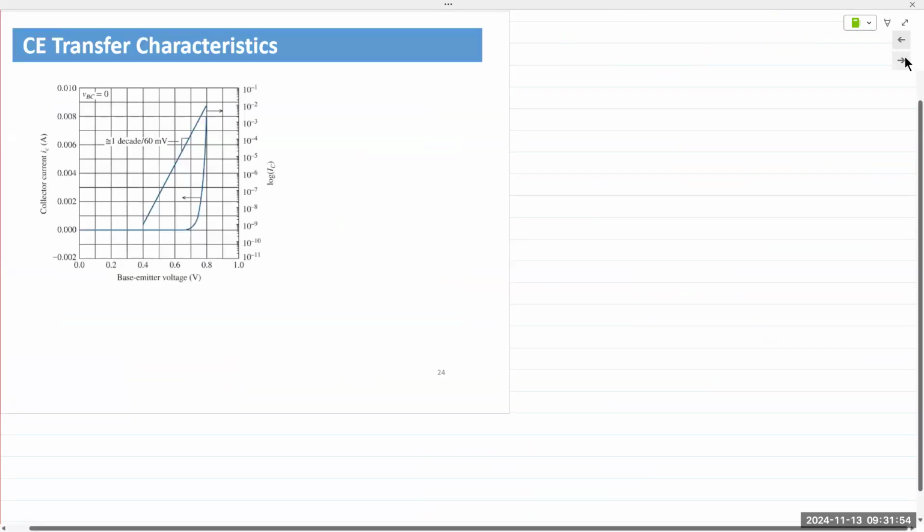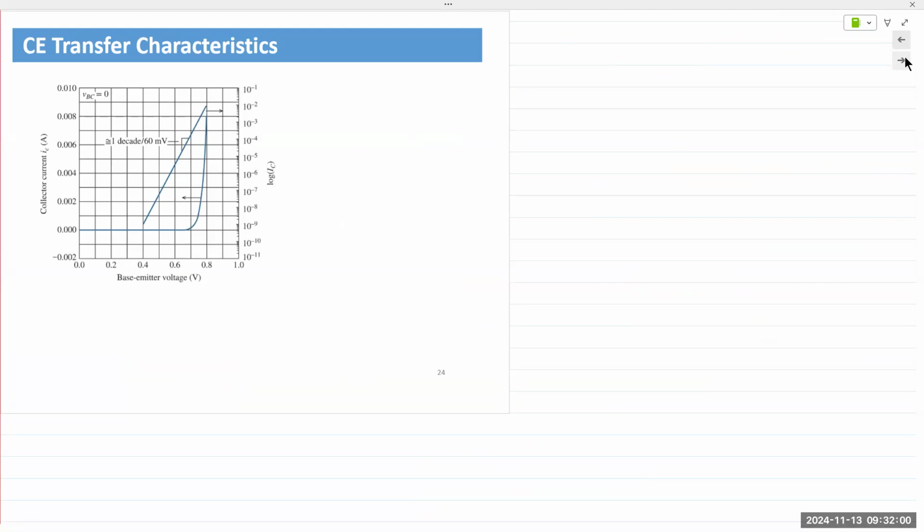Let's look at the transfer characteristics. Transfer characteristic, again, as the name suggests, is how the input is transferred to the output. The output is the collector current, and the input is the base emitter voltage, VBE. So IC as a function of VBE.